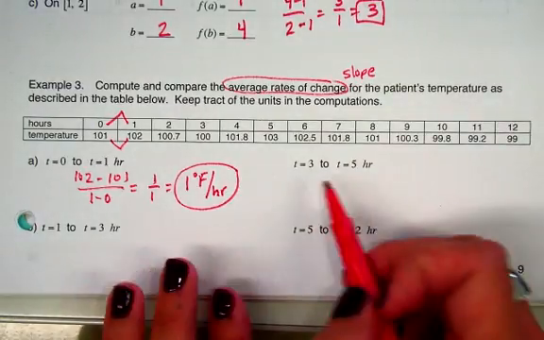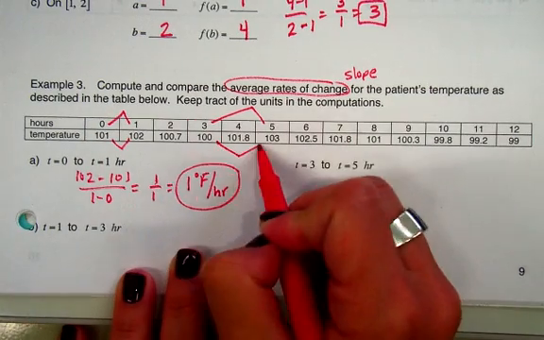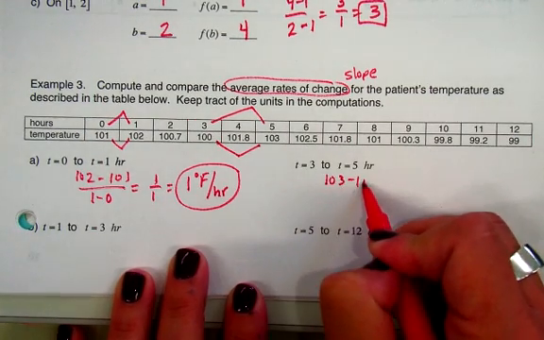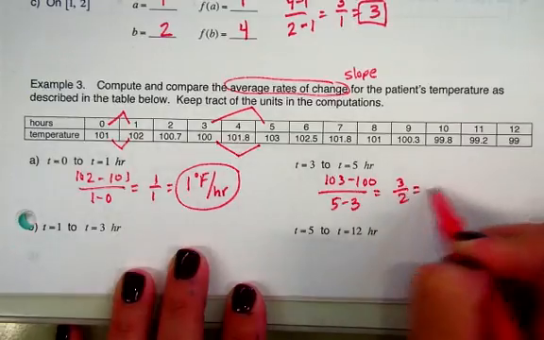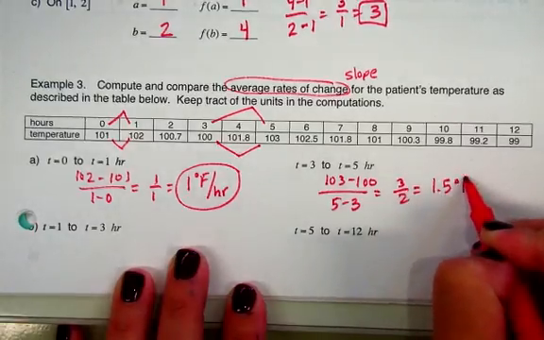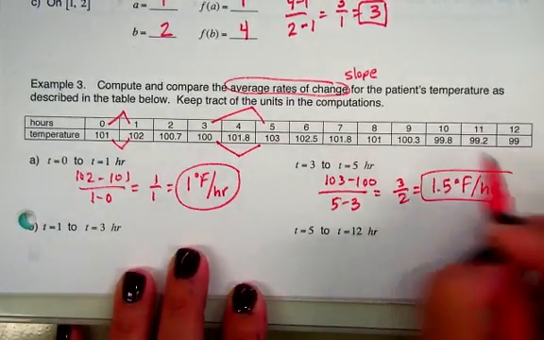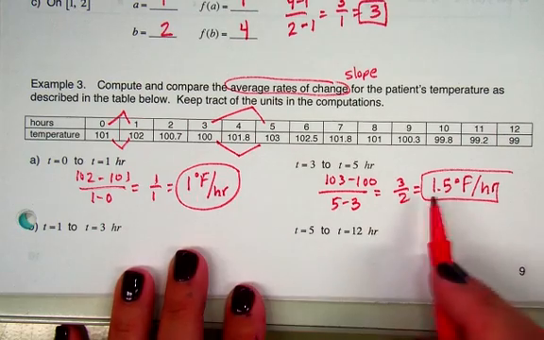How about from 3 to 5? Well, my change in y over change in x. And so that would be 1.5 degrees Fahrenheit. So from those hours, from hours 3 to 5, the temperature went up a little bit faster.